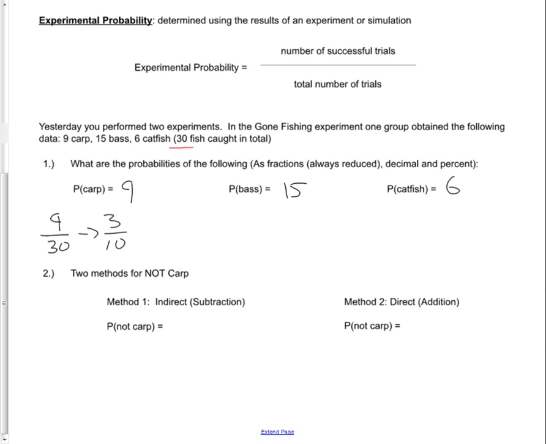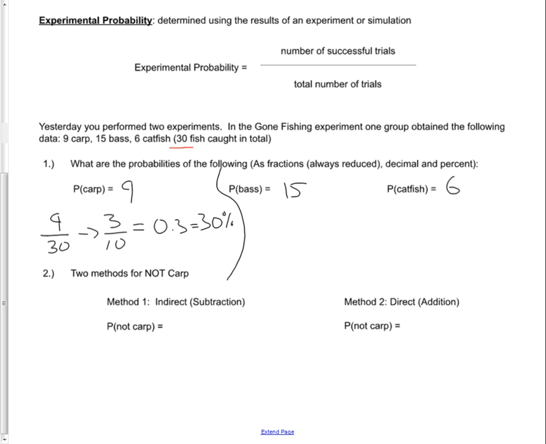Okay, so now what I need to do is convert this fraction that's in lowest terms into a decimal. So as a decimal, I would take 3 divided by 10, and that gives me 0.3. Okay, and now I want to convert that into a percentage, so I'm going to take 0.3 and multiply it by 100, and that's going to result in 30%.